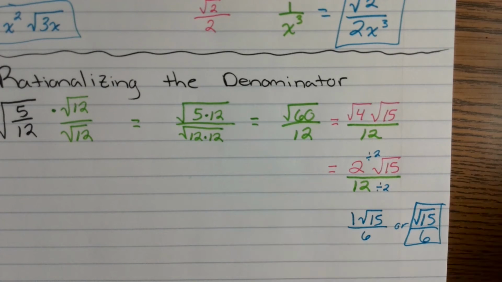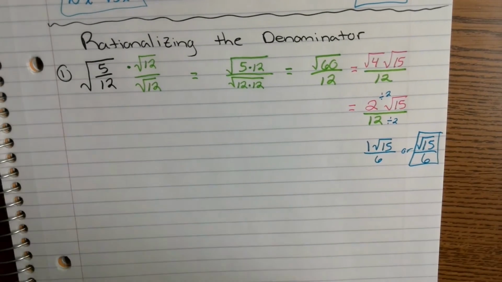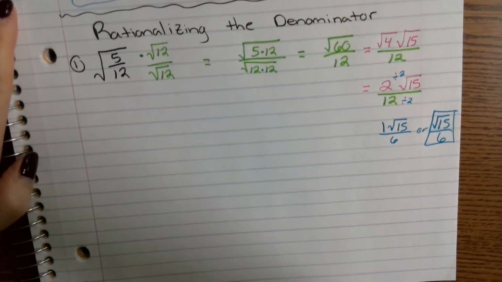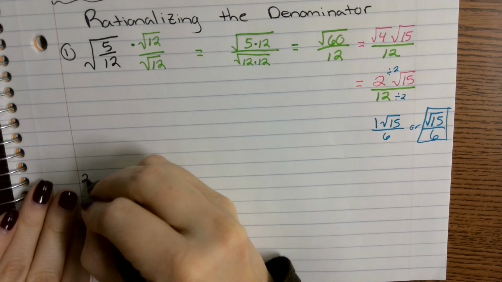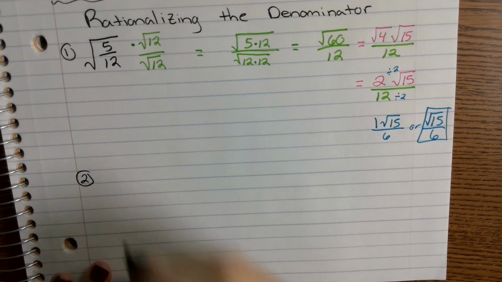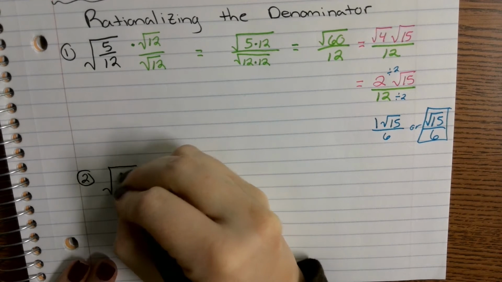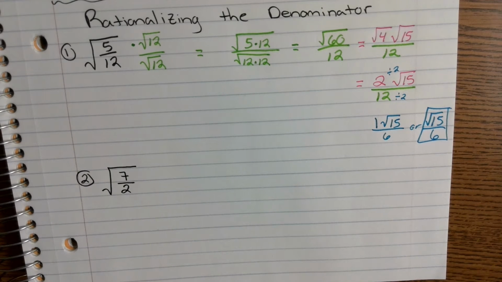And that's it. That's rationalizing the denominator. It's not that hard. Sometimes people think it's a little more difficult once you add in variables. I don't think it's that big of a deal. Here, try this one on your own. The square root of 7 over 2.